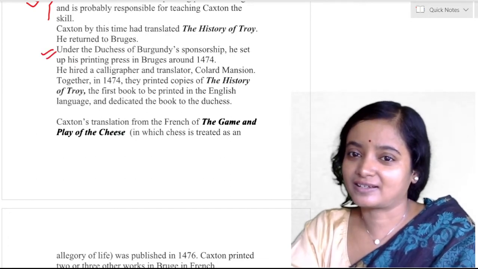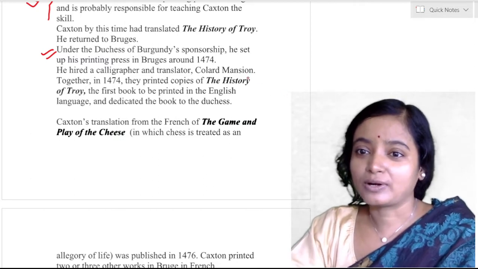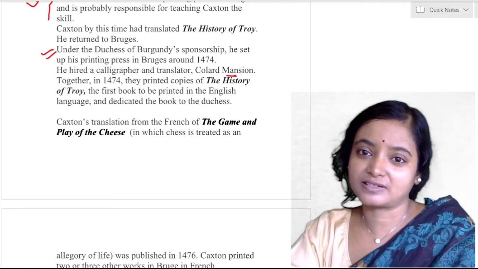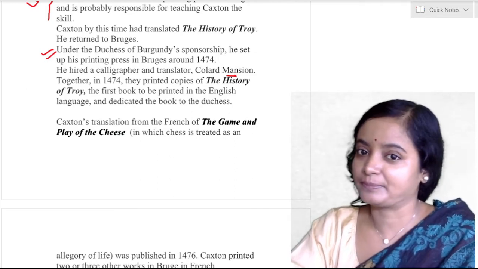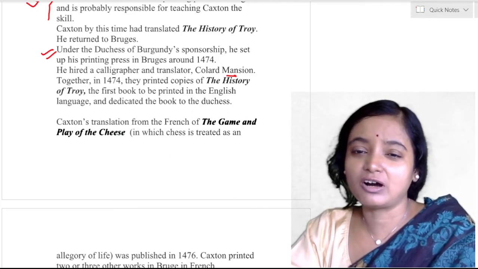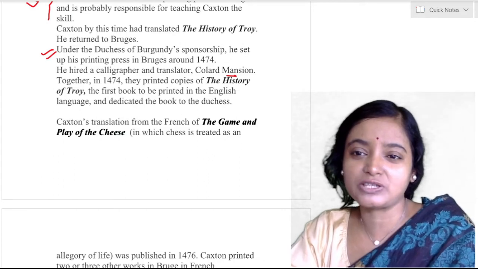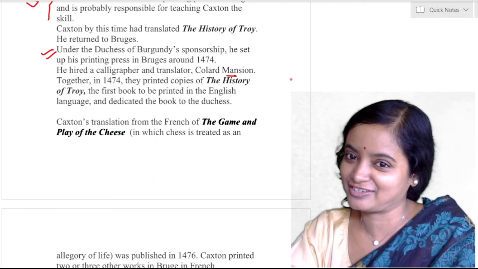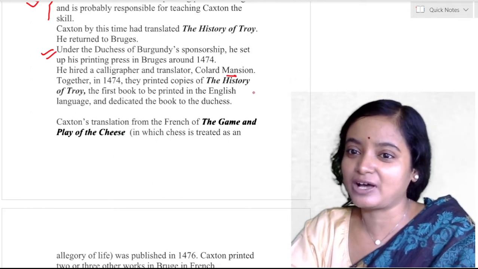He hired a calligrapher and translator. Who is he? Coral Manson. So Coral Manson is the calligrapher and translator who Caxton hired to help him. And together in 1474, they printed copies of the History of Troy, the first book to be printed in the English language. And the book is dedicated to the Duchess.